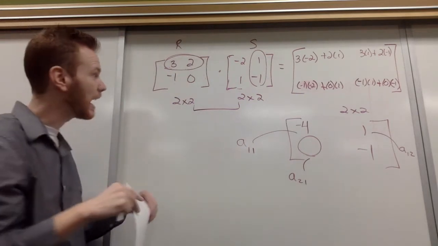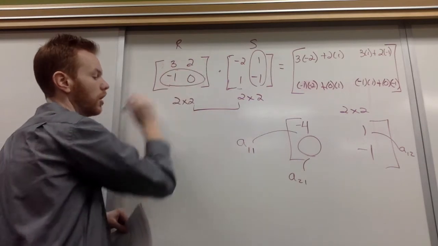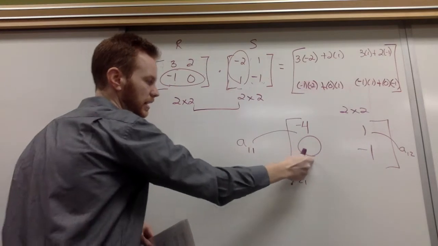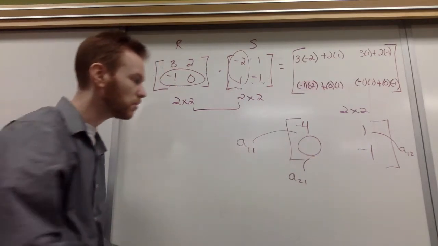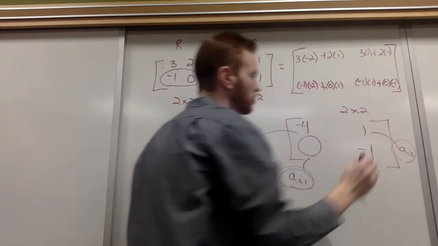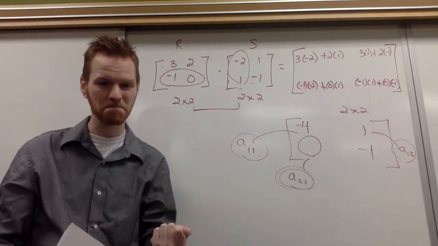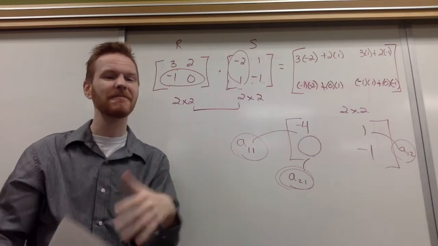So that's telling me I need to multiply the second row by the first column, and that will give me the element for that guy. So it's pretty cool that this right here, the positions, is telling you specifically what row and what column to multiply by to get that element. Okay? I know that's a lot of information right now.